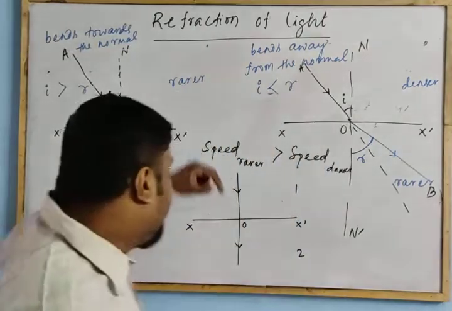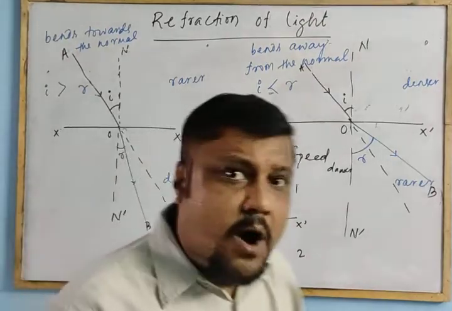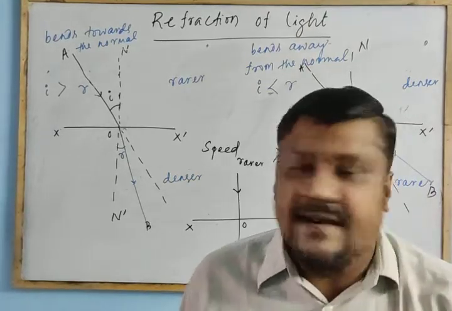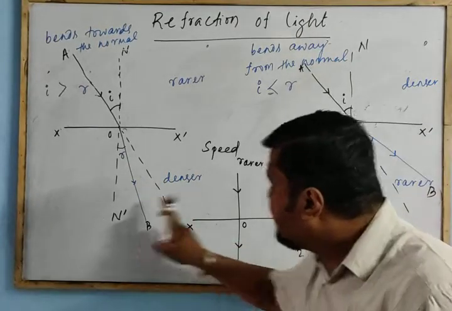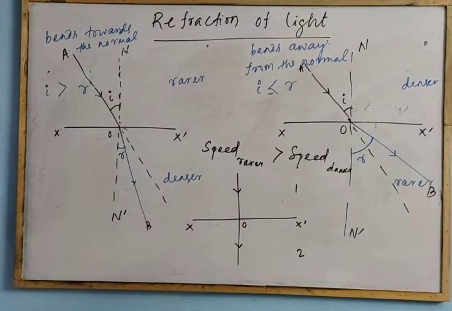Remember this. When a ray of light is incident normally on the interface, it goes undeviated. It does not change its path. So undeviated. Here it deviates from its path. Here it deviates from its path. But here it does not deviate from its path.